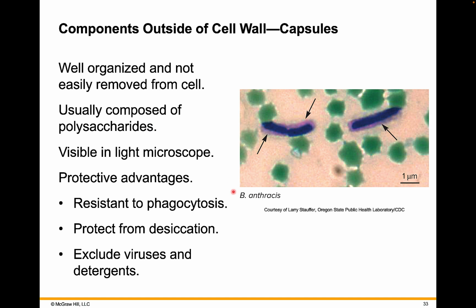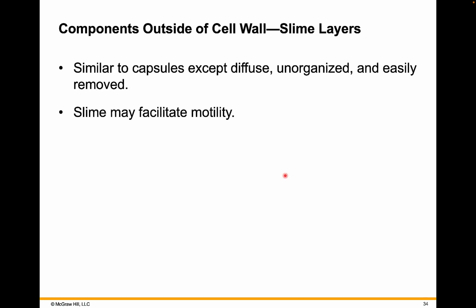Here you can see that the capsules are well organized. We have already seen these. This is Bacillus anthracis. You can see it right here, visible in the light microscope. They have a protective advantage: they become resistant to phagocytosis, protect from desiccation so the cells are not dehydrated, and also exclude viruses, which means bacterial viruses or bacteriophages, and protect from destruction by detergents as well. So these are the capsules.